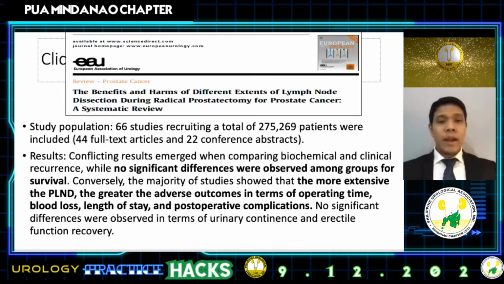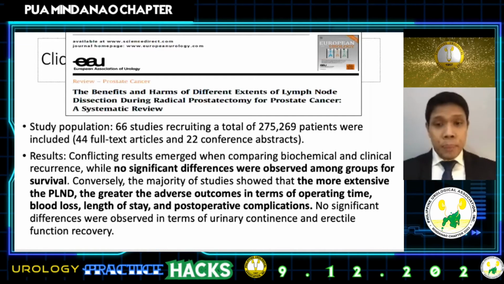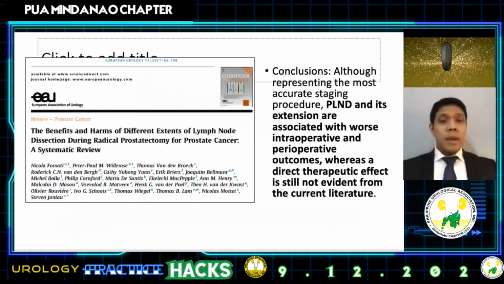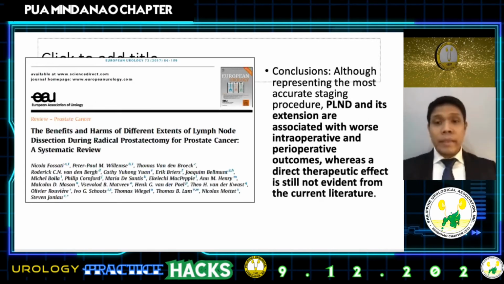In a large, well-organized meta-analysis of 66 articles encompassing over 275,000 patients, performance of lymph node dissection in prostate cancers did not translate to improved biochemical and clinical recurrence, and offered no survival benefit. Furthermore, lymph node dissection had adverse effects on OR time, blood loss, hospital stay, and post-op complications, like, for example, lymphoceles. The conclusion of this large meta-analysis was that lymph node dissection and its extension had no clear benefit and only appeared to result in worse intra and perioperative outcomes.